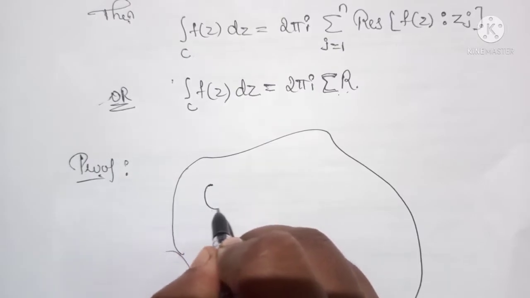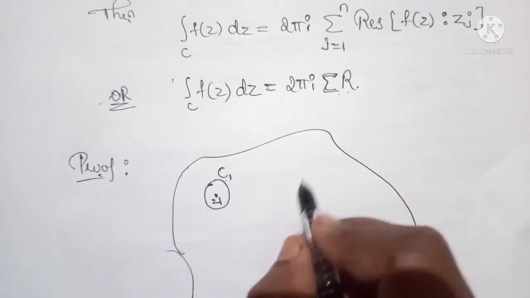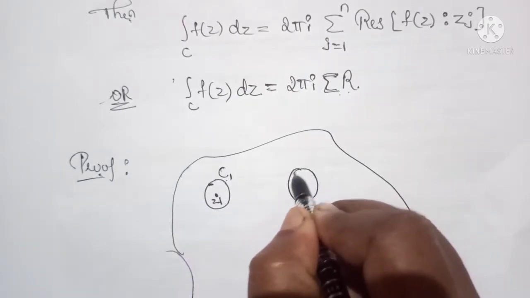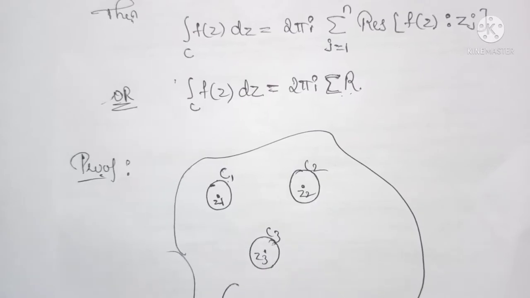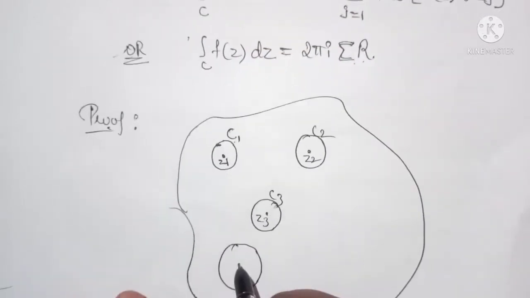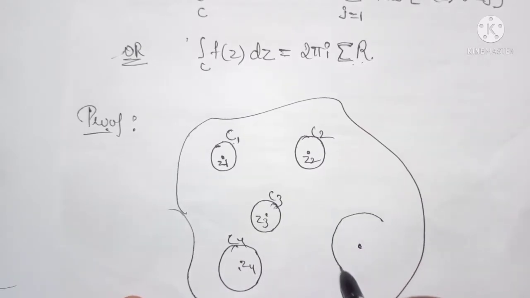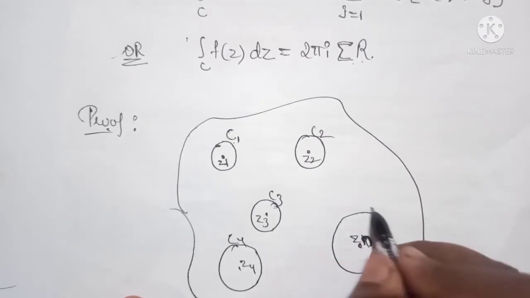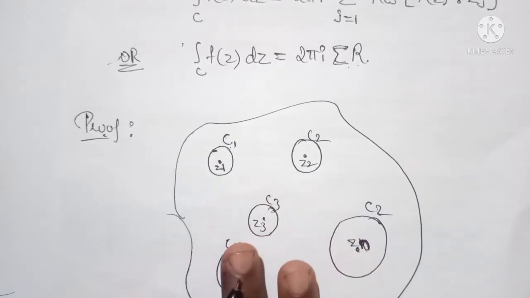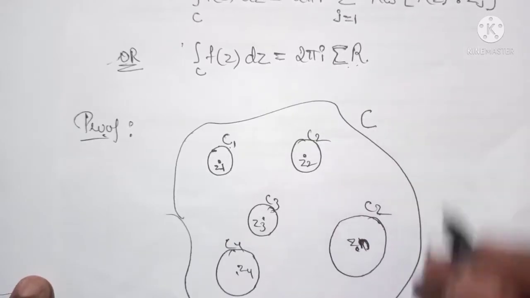For example, this is z1, so consider this circle as C1. Then z2, randomly z3, z4, and like this we have n number of points, up to zn. So these are the finite number of points of singularities, and this is any simple closed curve C.